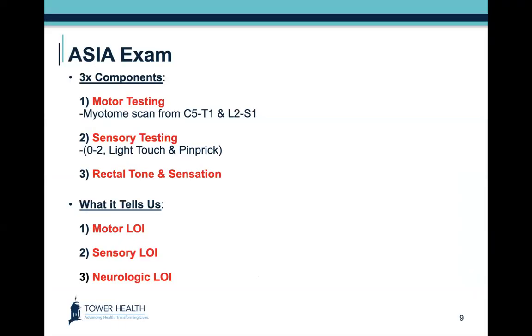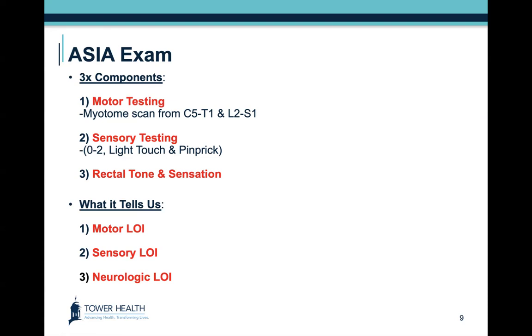So what three things does the ASIA exam consist of? You have motor testing, sensory testing, and rectal tone and sensation. I have individual slides coming up on those, so we'll hit on them there. The three things it tells us with those categories: first, our motor level of injury, which is your most distal spinal cord segment that is at least 3 out of 5 strength on manual muscle testing, so at least anti-gravity, and everything above that has to be 5 out of 5 strength.